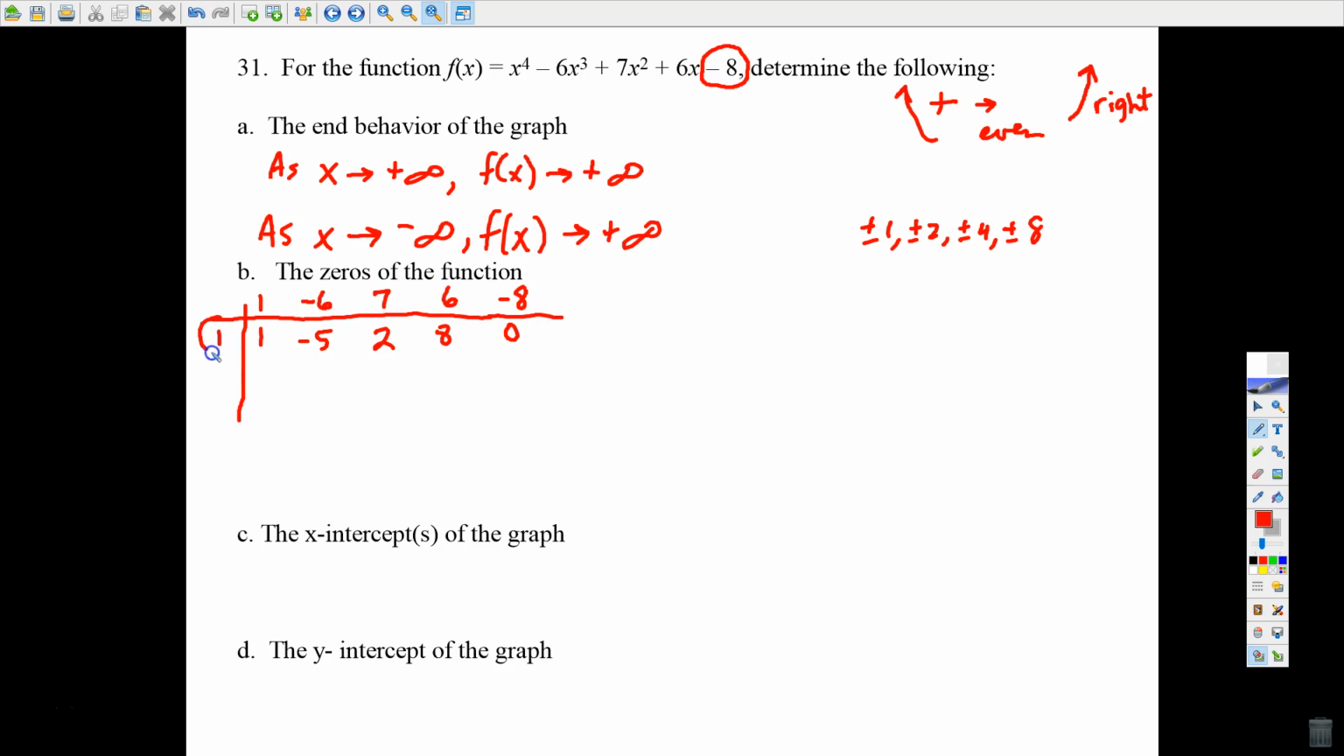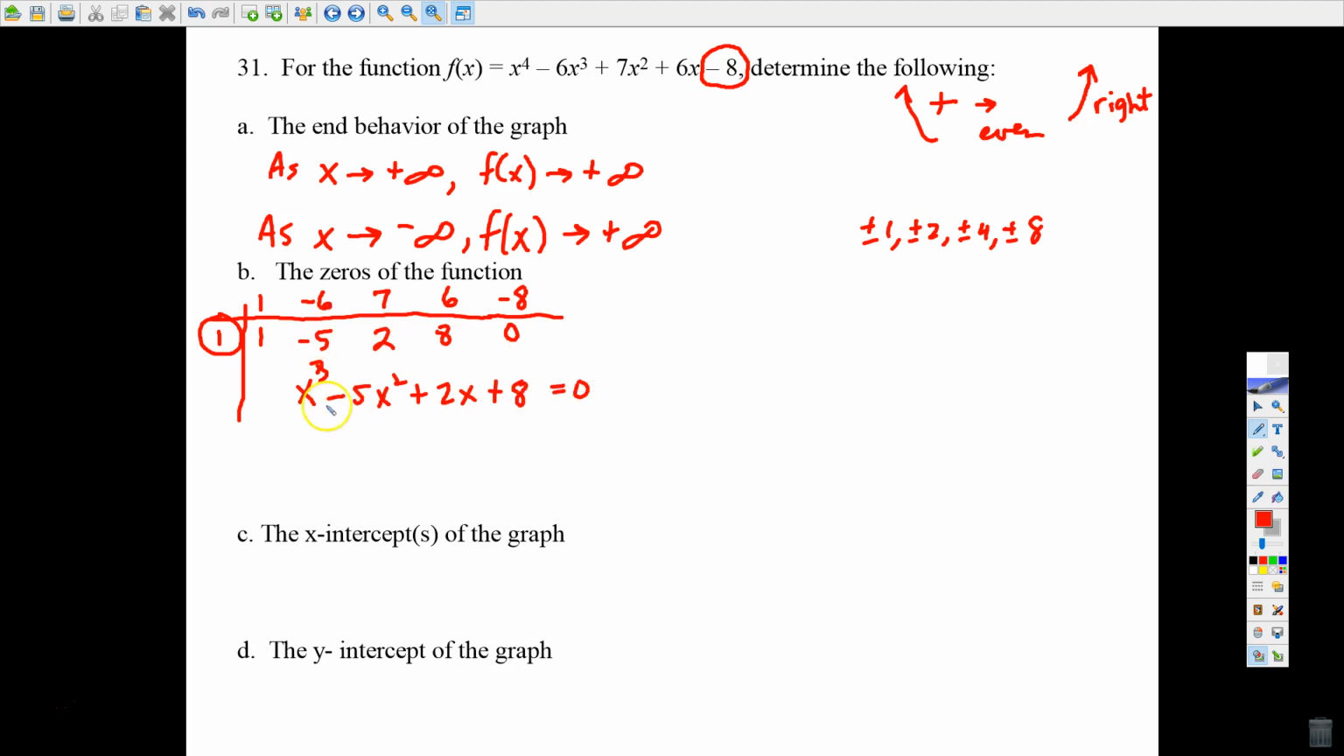So kind of fortunate there. We got a 0 right off the bat. One of our 4 zeros is the number 1. So what remains, the numbers to the right, represent a cubic function: x to the third minus 5x squared plus 2x plus 8 equals 0.